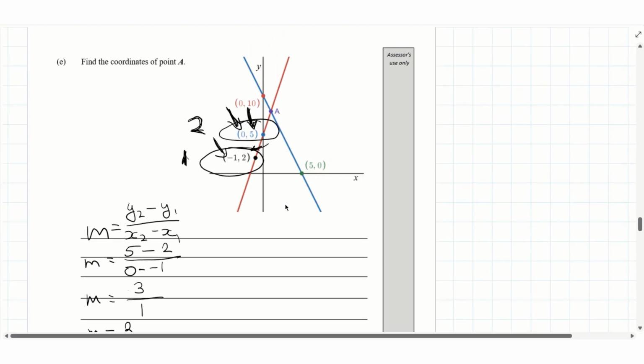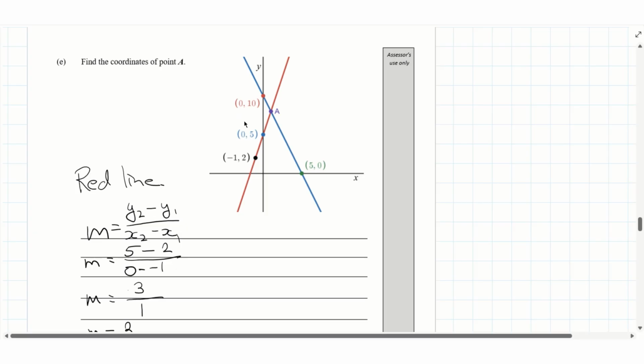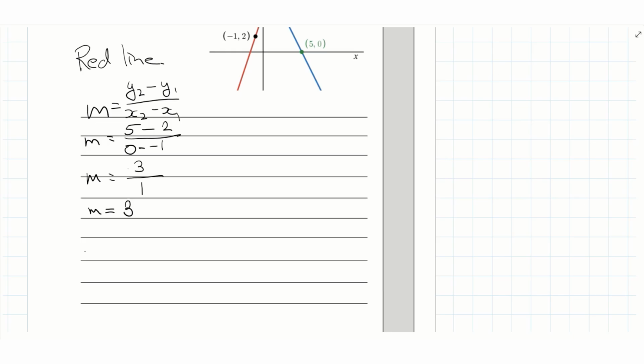Gorgeous. So I'm going to get rid of this junk now that I've worked through it. We know that the gradient of this red line is 3. And what I should have done for my examiner is told them that I was finding the red line. So I'm telling them I'm finding the red line. I found the gradient. I now know that y is equal to 3x plus c, right? Because every linear equation has the format y equals mx plus c.